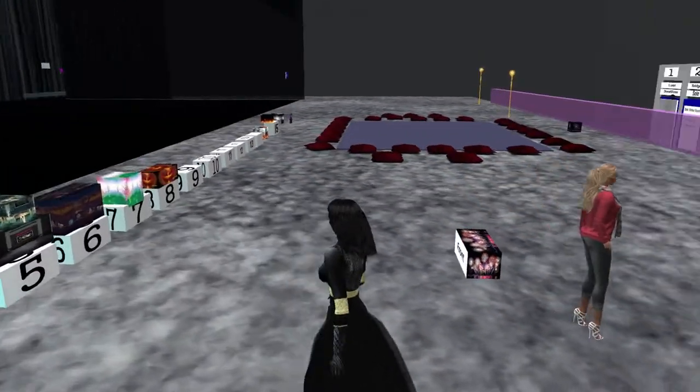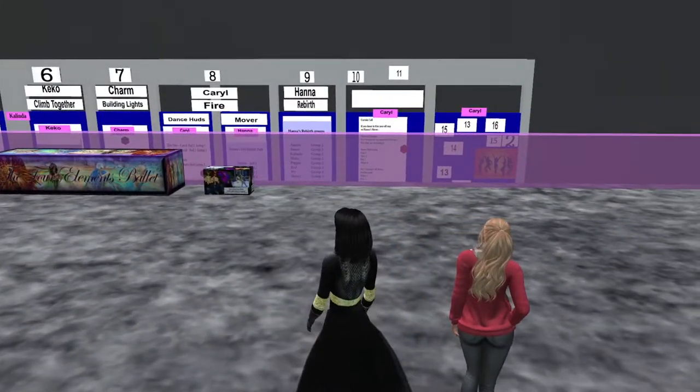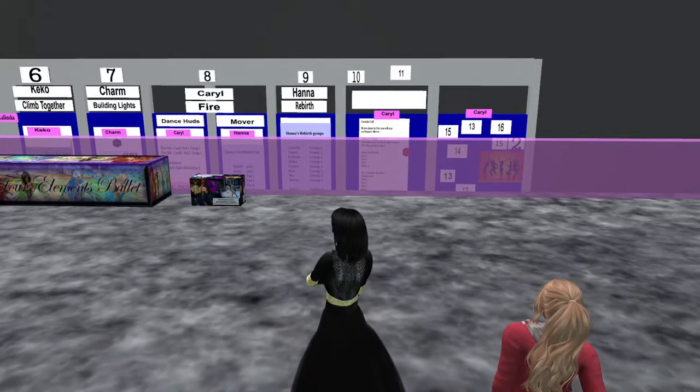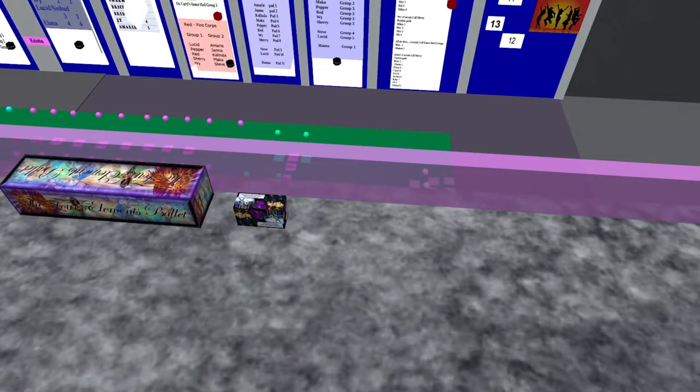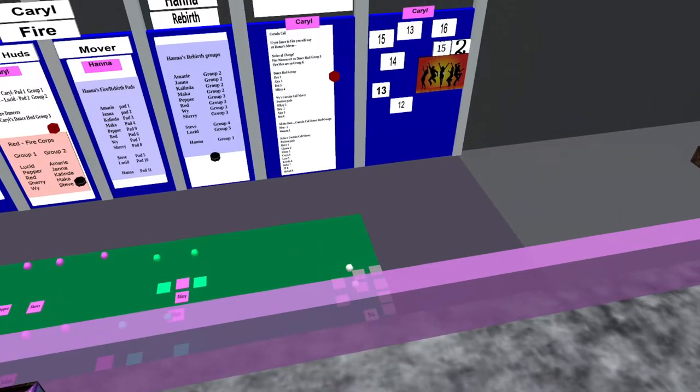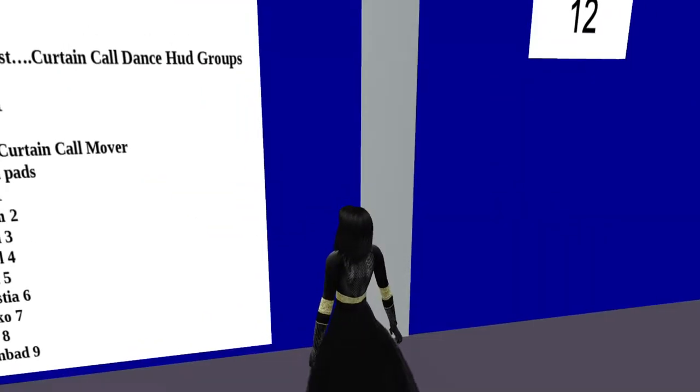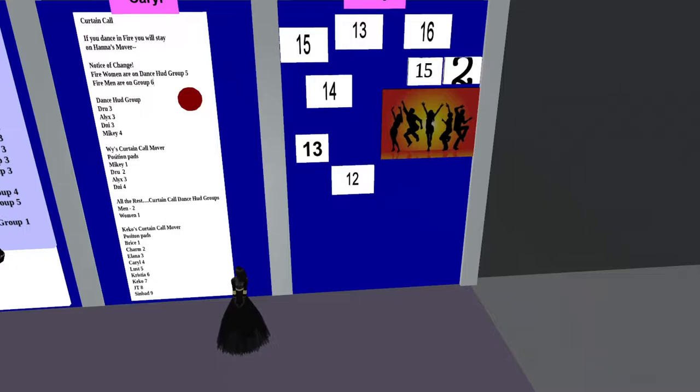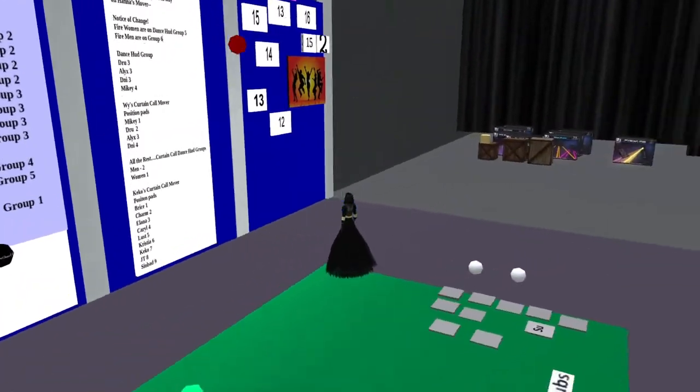I love it. Can you double click teleport? Do you know how to do that? Yes, I do. Okay, just camera down and double click on the gray floor below you. I am there. Let's back up over here so we can kind of look at the whole thing together.